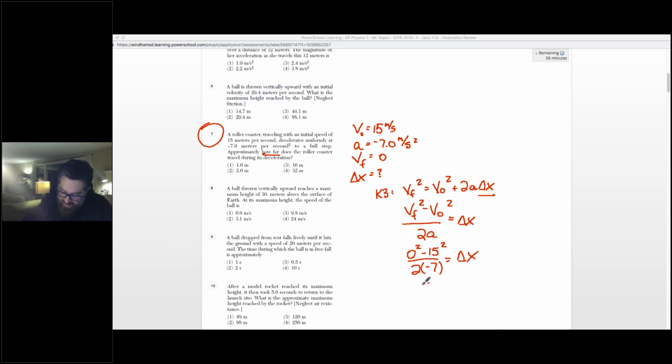And 15 squared, I think, is like 225, divided by 14. The negatives cancel out. Technically, it's negative over a negative. And so if I've done this properly, I'm getting like 16.1. And so it looks like choice 3 is my best answer for that problem. Connor, make sure I've answered your question.